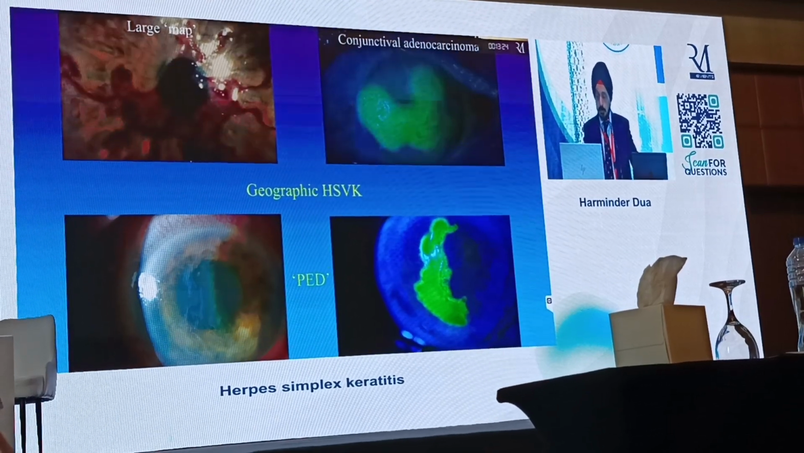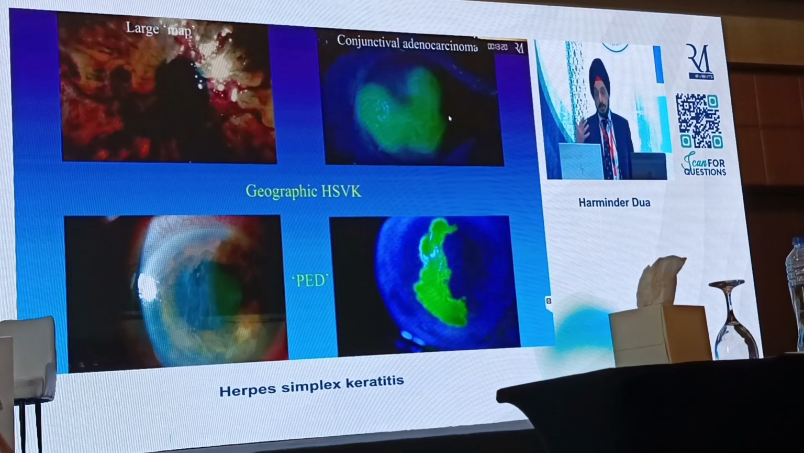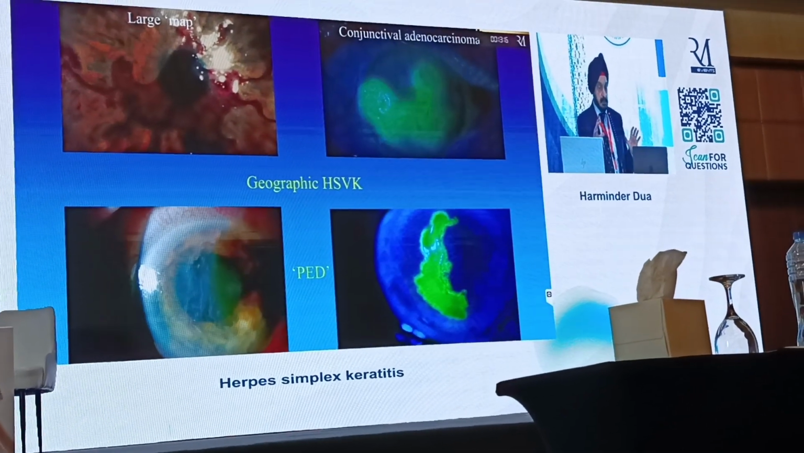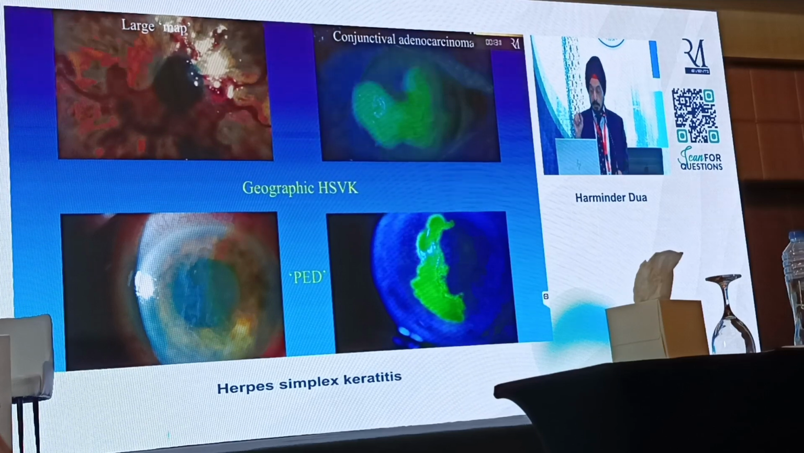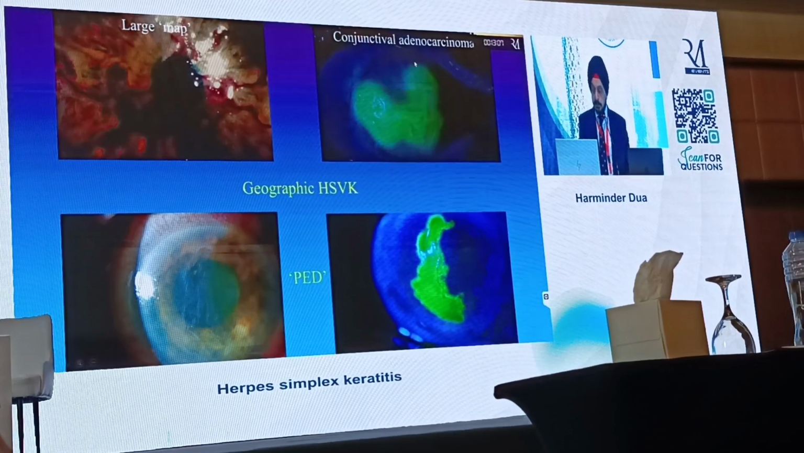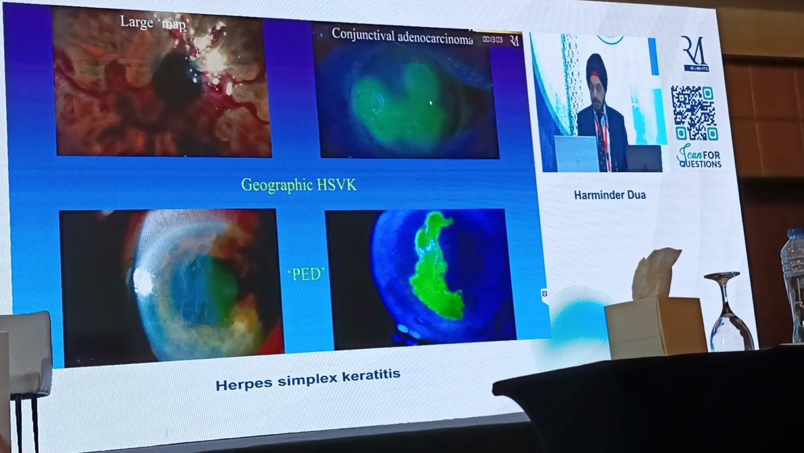Just to mention two situations here. If the immune response is reduced, either because of systemic immunosuppression or a systemic disease, then the virus flares up and is quite extensive, but it could be local immunosuppression as well, like in this patient with conjunctival adenocarcinoma, as a very rapidly expanding geographic dendritic lesion.